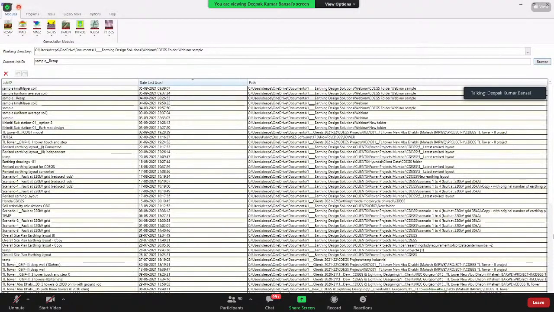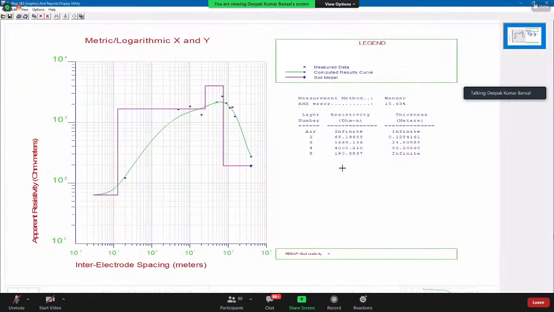Now we'll put all this information in the MOLZ software, and we will design a grid, and we'll see the impact. We'll try to calculate the resistance of that grid and see the touch and step voltages. And we will also do the same calculations based on average soil resistivity, and we'll see the difference.